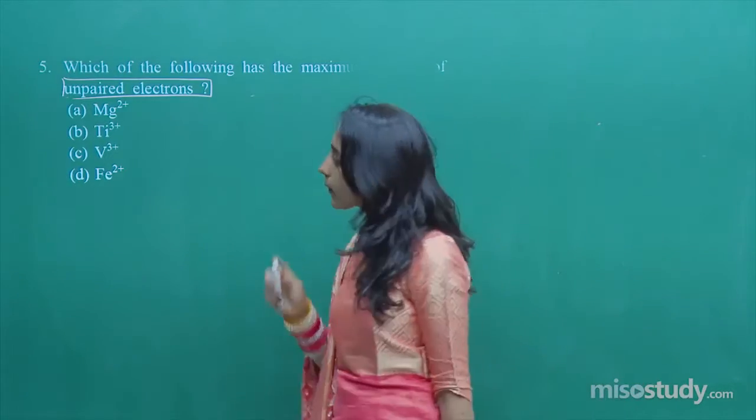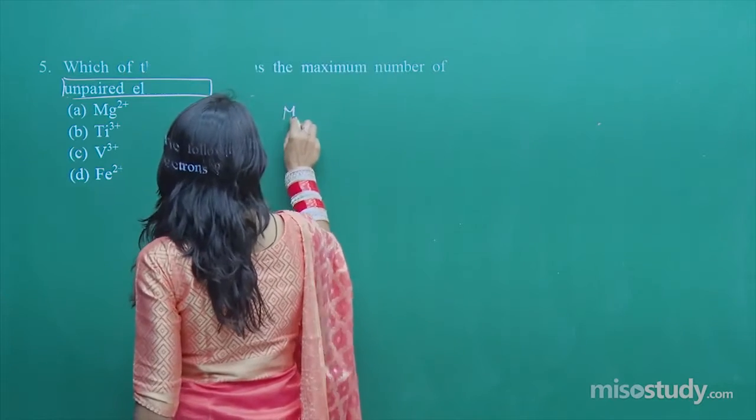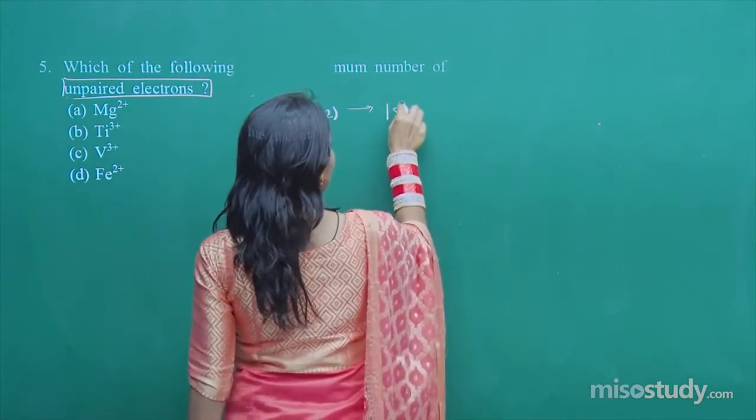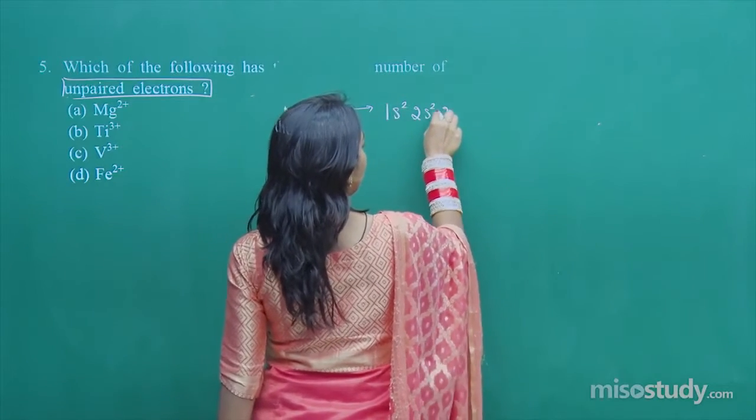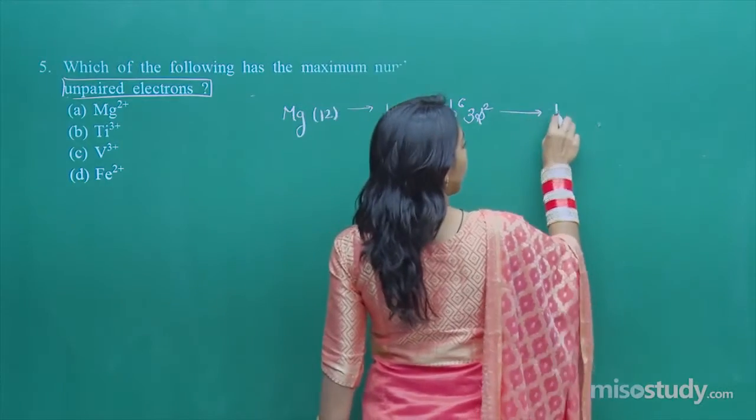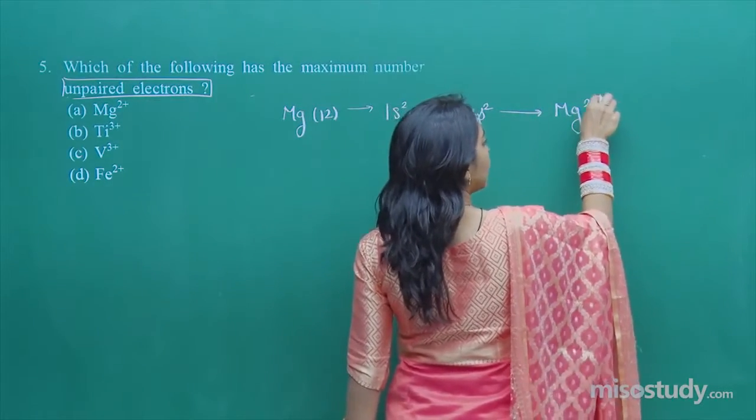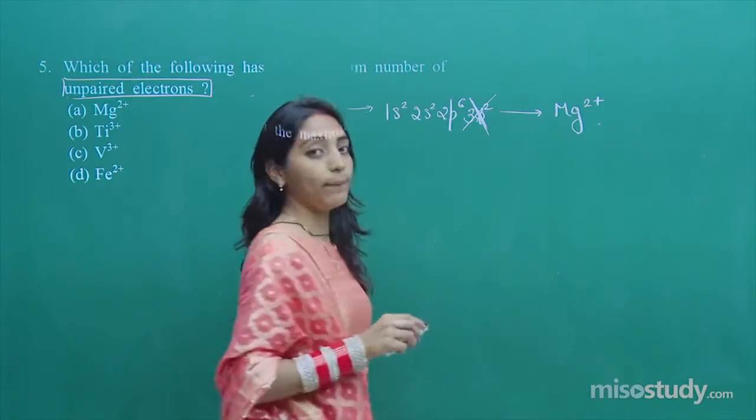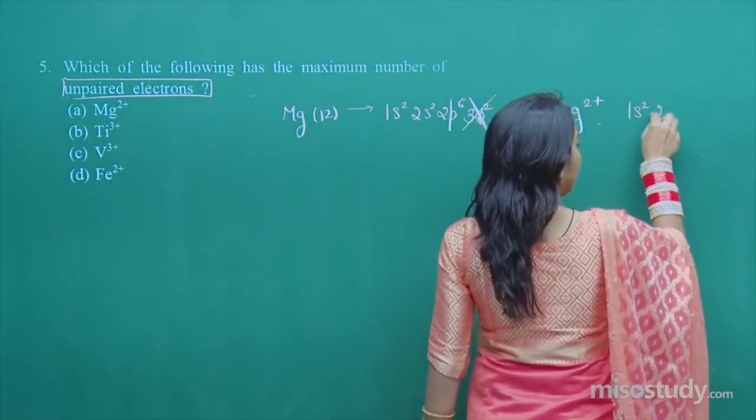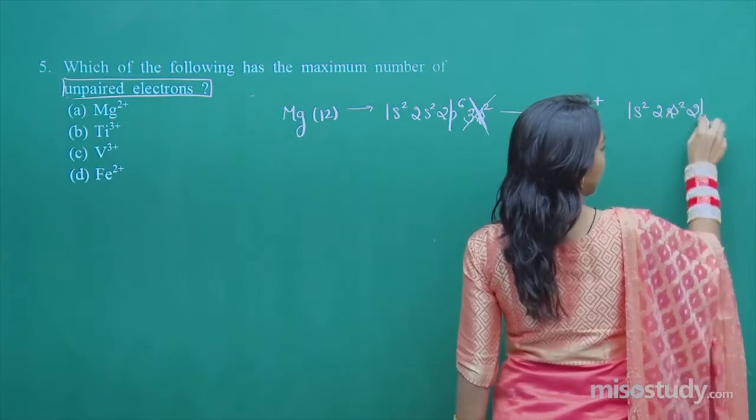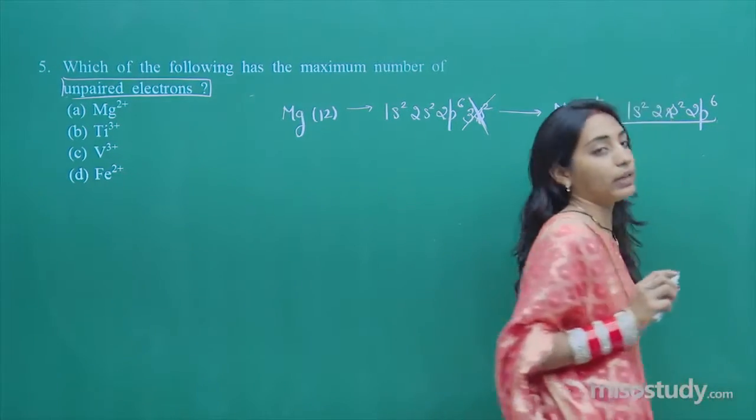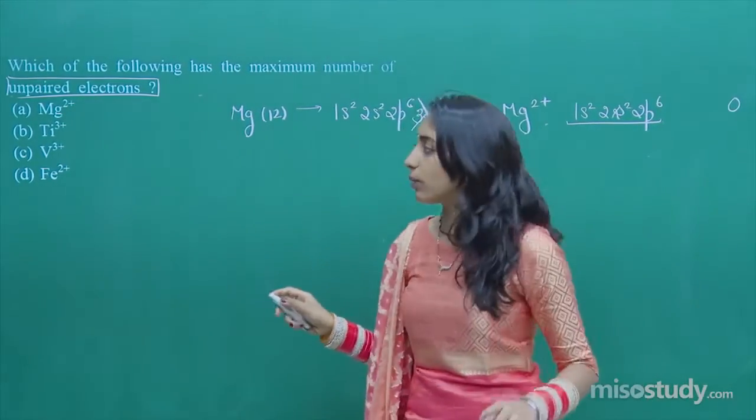That's it. So moving on, first let's go on to magnesium, atomic number 12, which is 1s2, 2s2, 2p6, 3s2. And when I'm talking about magnesium 2 plus, these two electrons will go away and you will be left with 1s2, 2s2, 2p6. All are paired, so 0 unpaired electrons. So magnesium 2 plus will not be an answer.